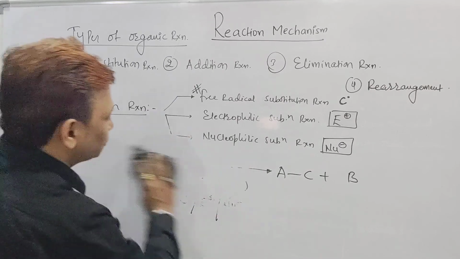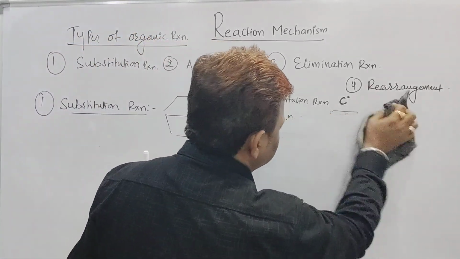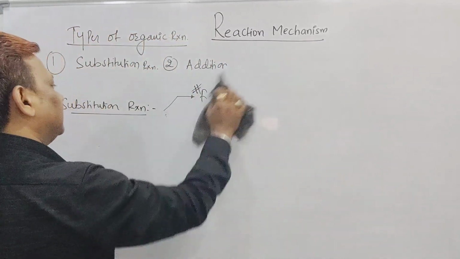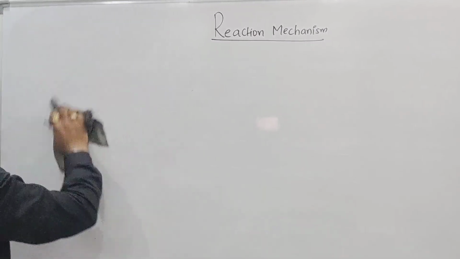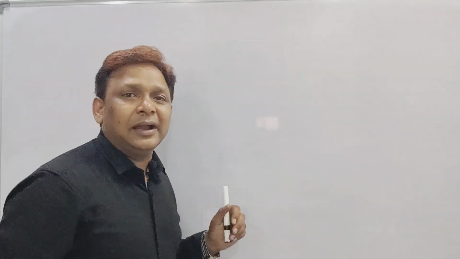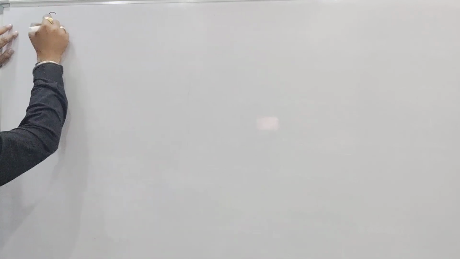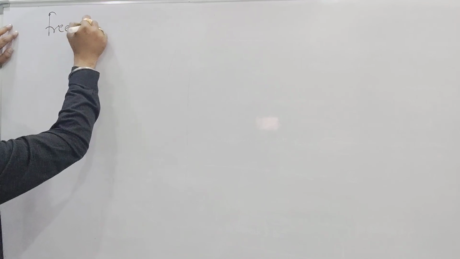Very good, beta. So types of organic reaction, how many? 4 types are there. What is that, beta? Substitution, addition, elimination, and rearrangement. In that one, the substitution again is of 3 types. Which 3 types, beta? Free radical substitution, electrophilic substitution, and nucleophilic substitution. Sir, we are going to discuss free radical substitution reaction. I hope everybody knows that, sir.